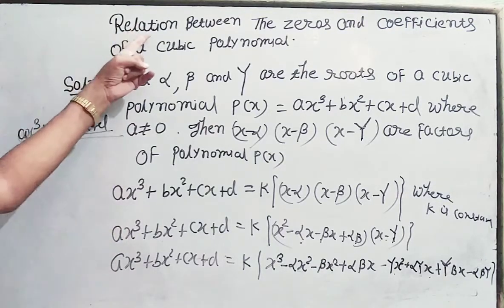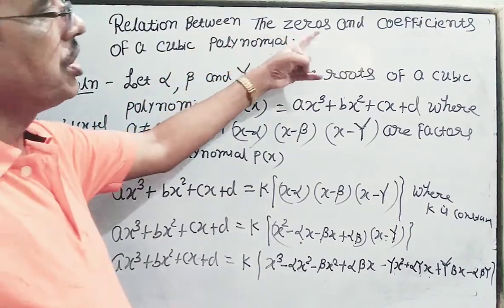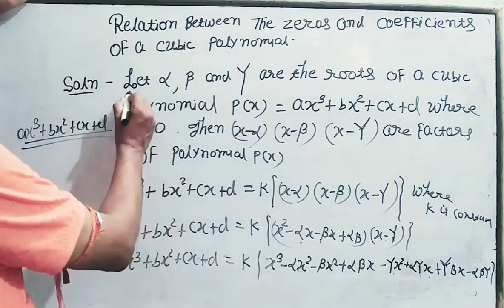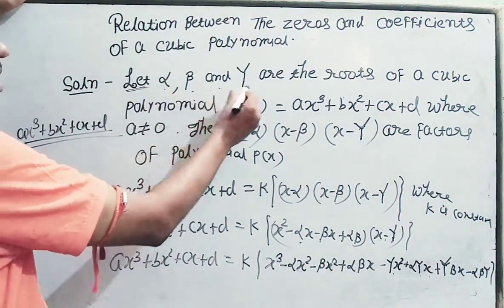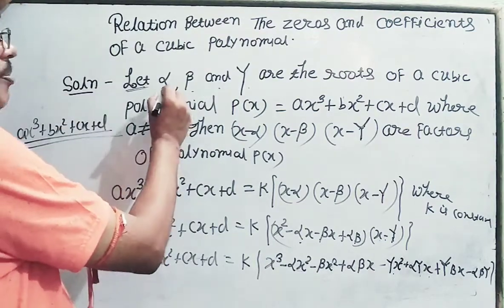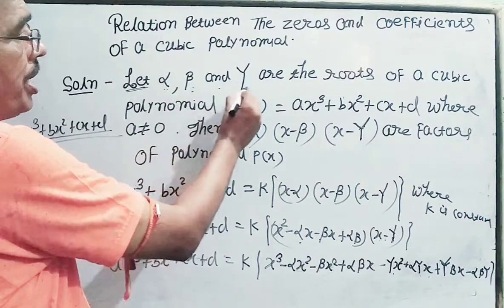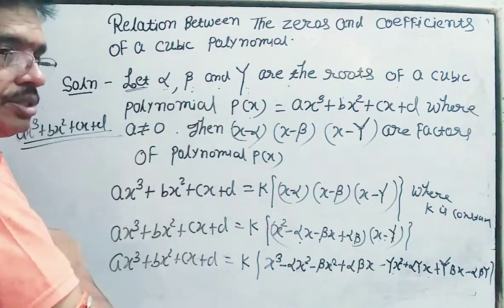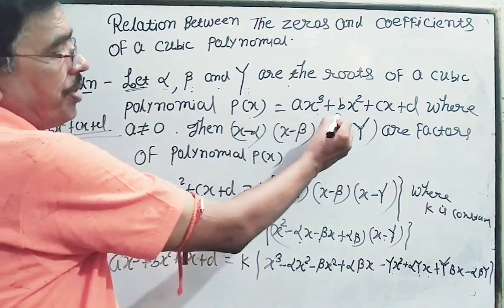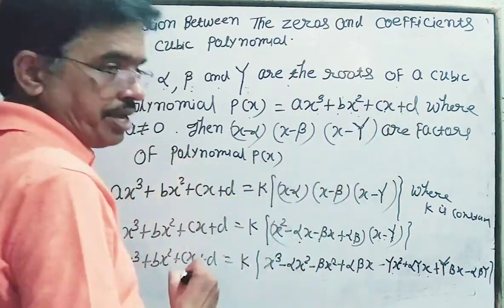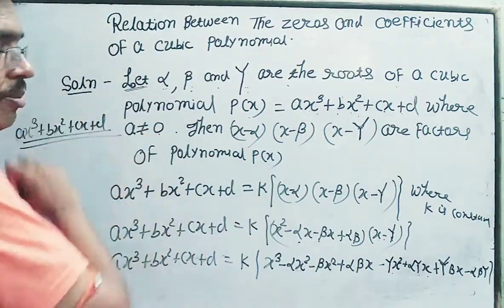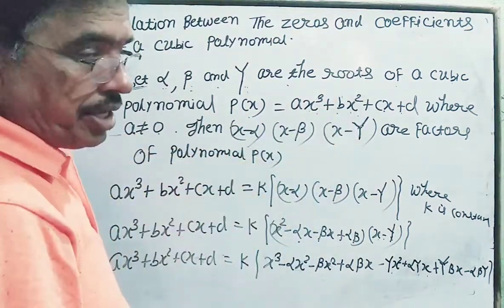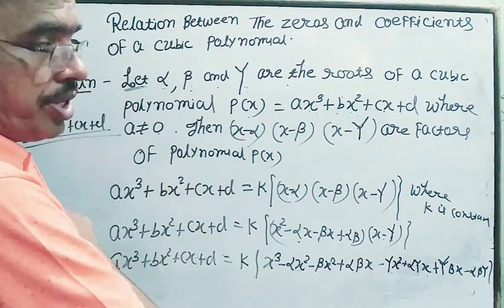Your question is, find the relation between the zeros and coefficients of a cubic polynomial. Dear student, I suppose here let alpha, beta, and gamma. Here it is cubic, so the number of zeros is 3. So alpha, beta, and gamma are the roots of a cubic polynomial P(x), and the polynomial is ax cube plus bx square plus cx plus d, where a is not equal to 0. Because when a is 0, then it is quadratic. So here you must write that a is not 0.